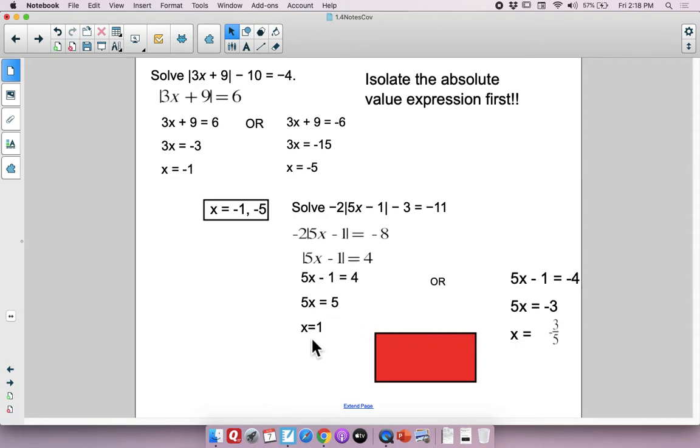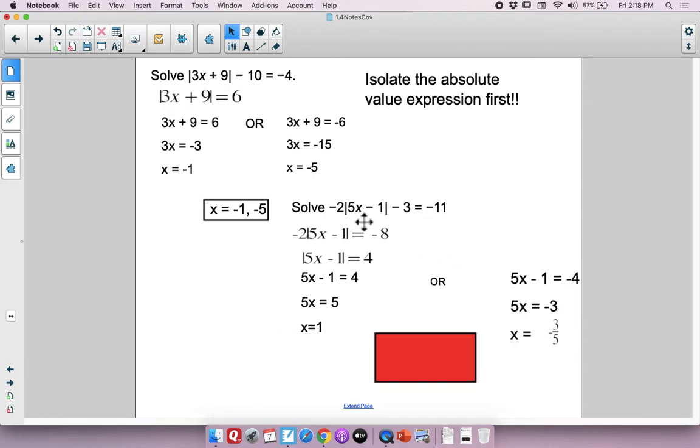So let's do that with this one. If I plug in 1, 5 times 1 is 5. Minus 1 would be 4. What's the absolute value of 4? 4 times negative 2 would be negative 8. Minus 3, negative 8 and negative 3 combined together, negative 11. So that one checks. What about negative 3/5?